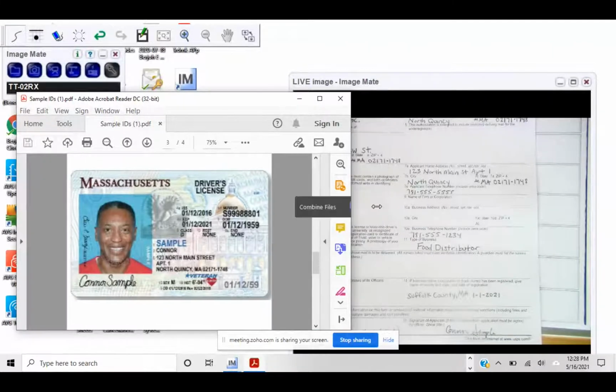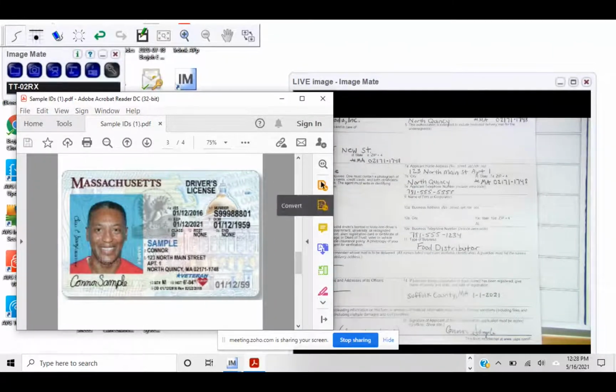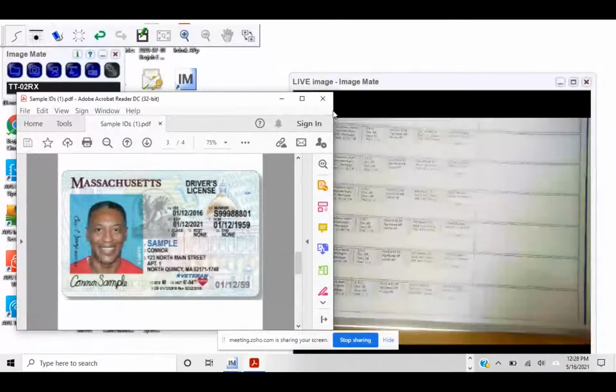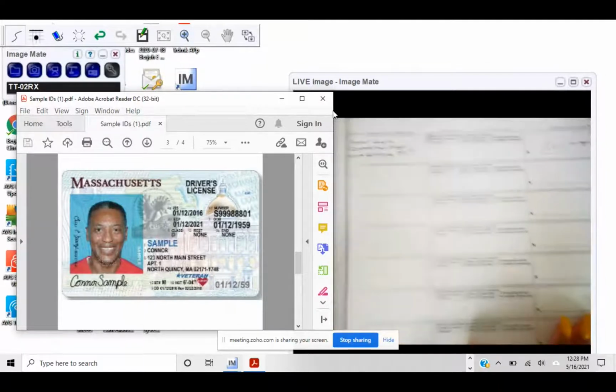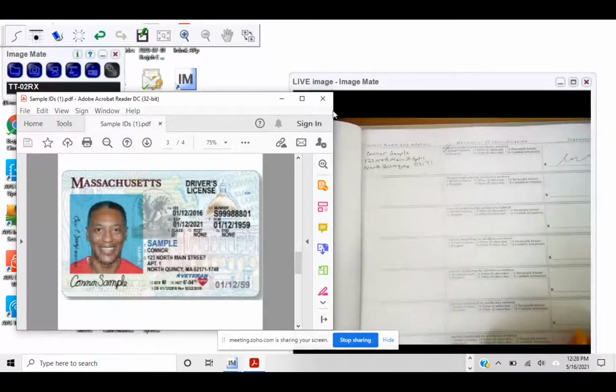Block B, for the address, when filling out the journal. For the address on the journal, it does say here, signer name and address. So you want to put exactly what your journal is asking for.